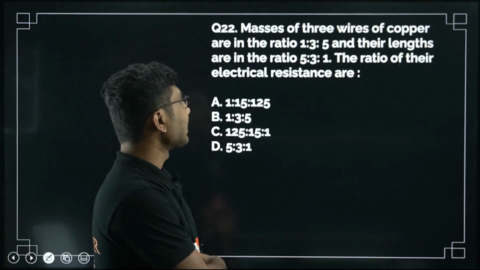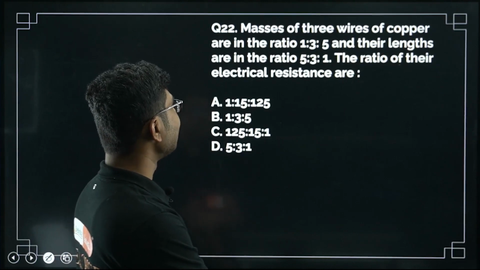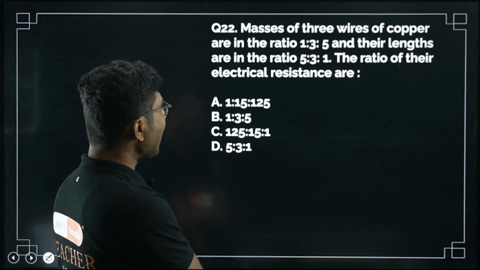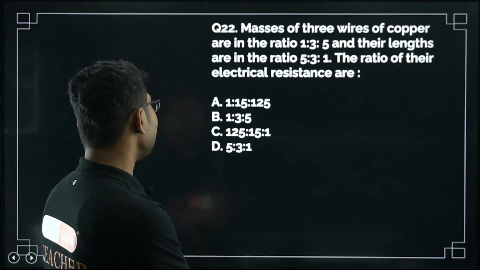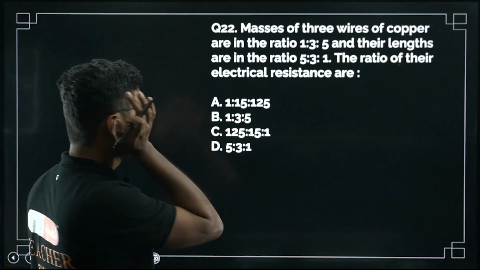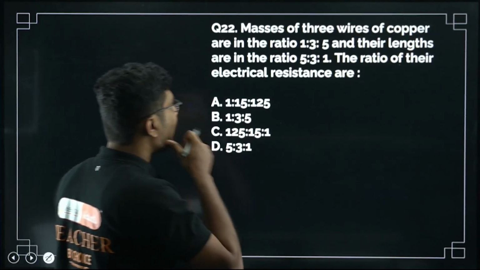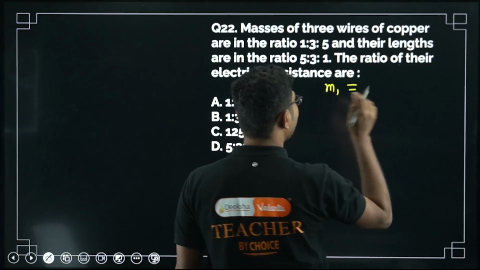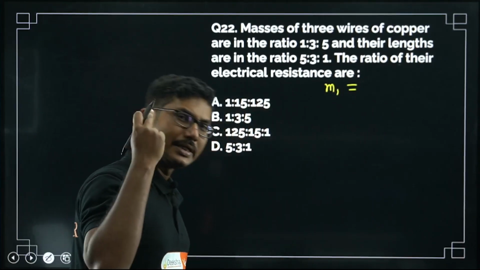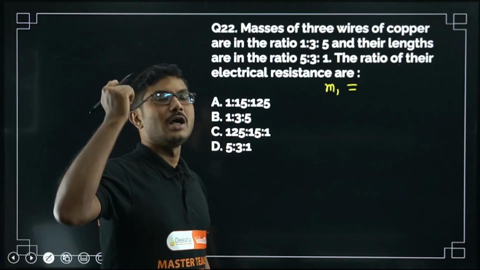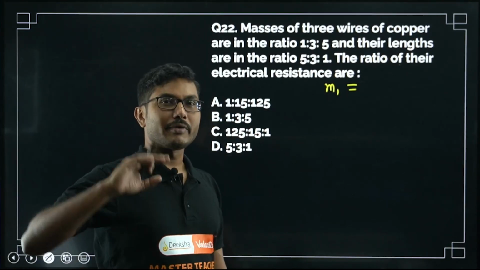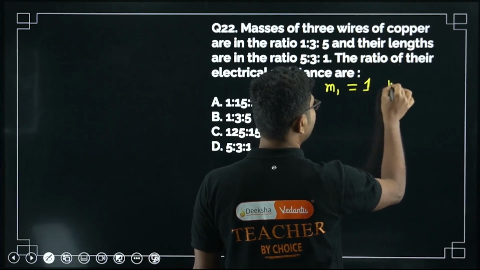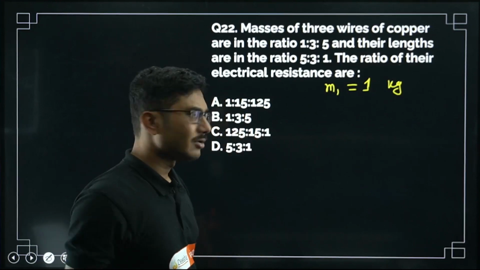Next question. Masses of 3 wires of copper are in the ratio 1:3:5 and their lengths are in the ratio 5:3:1. The ratio of their electrical resistances is? So first, mass is given, M1. I will assume the constant of proportionality is 1 for simplicity, because we are solving for KCET, so mathematical exact accuracy is not required, only the approach should be correct. So I am assuming the mass of the first wire is 1 kg. You can add one constant k, but that is not required in this case.